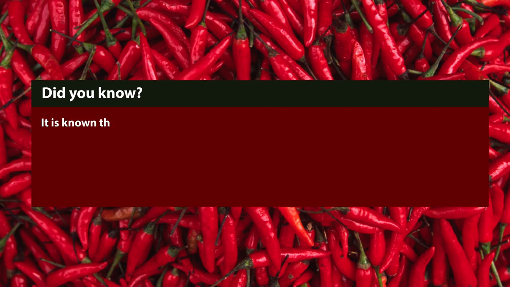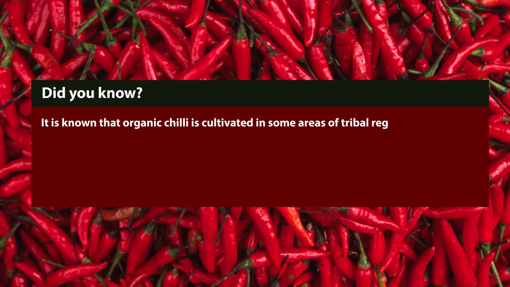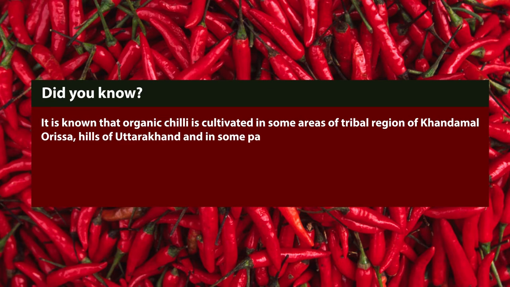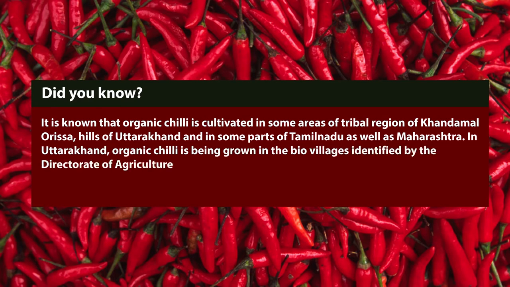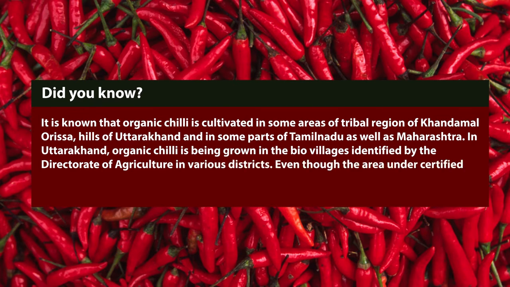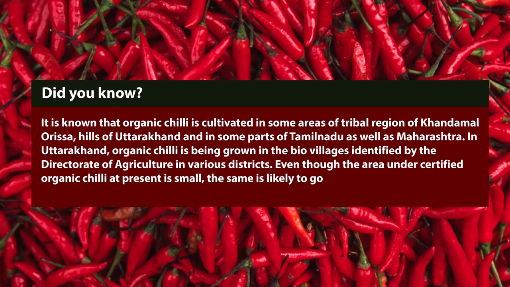Did you know? It is known that organic chili is cultivated in some areas of the tribal region of Khandamal, Orissa, hills of Uttarakhand, and in some parts of Tamil Nadu, as well as Maharashtra. In Uttarakhand, organic chili is being grown in the bio villages identified by the Directorate of Agriculture in various districts. Even though the area under certified organic chili at present is small, the same is likely to go up due to preferences by the farmers.